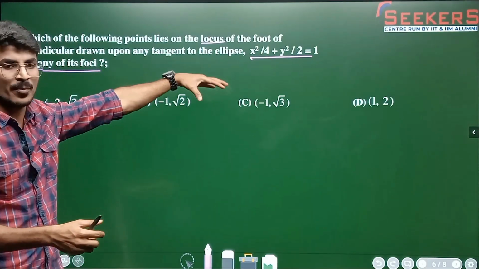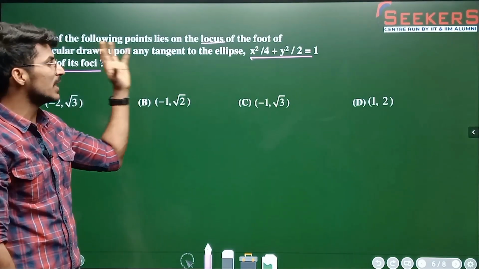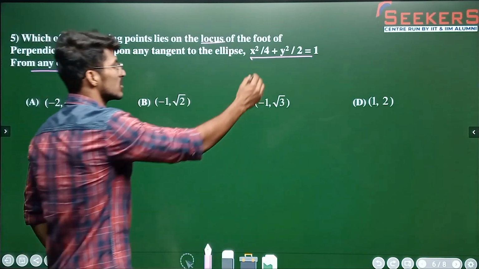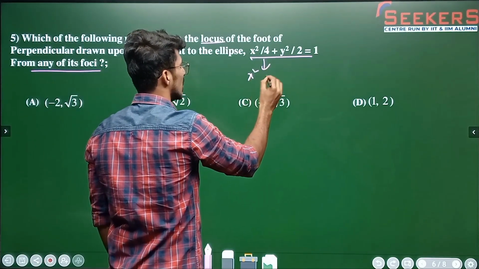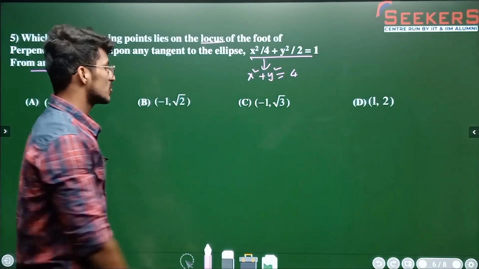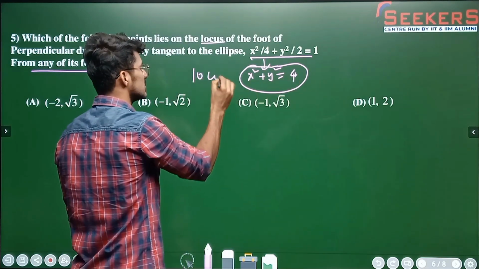See, we have a direct property here. The locus of the foot of perpendicular drawn upon any tangent to the ellipse is always the auxiliary circle. So in this case, the auxiliary circle's equation is x square plus y square is equal to a square, which is 4. So now tell me which of the following points will be lying over here. This is the locus here. That's it, this is a simple question.